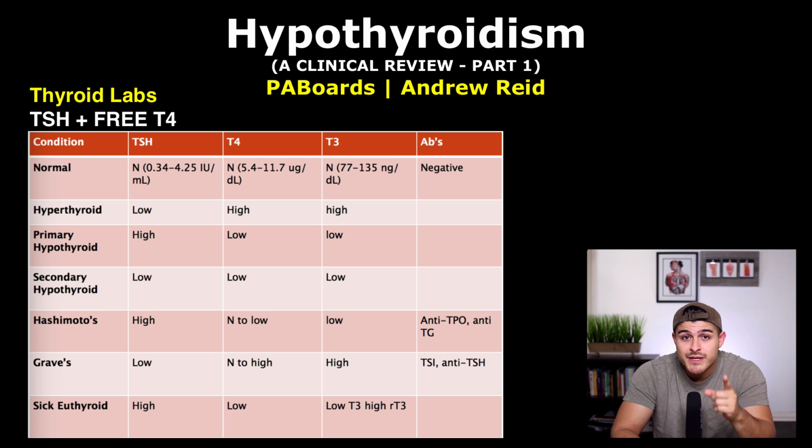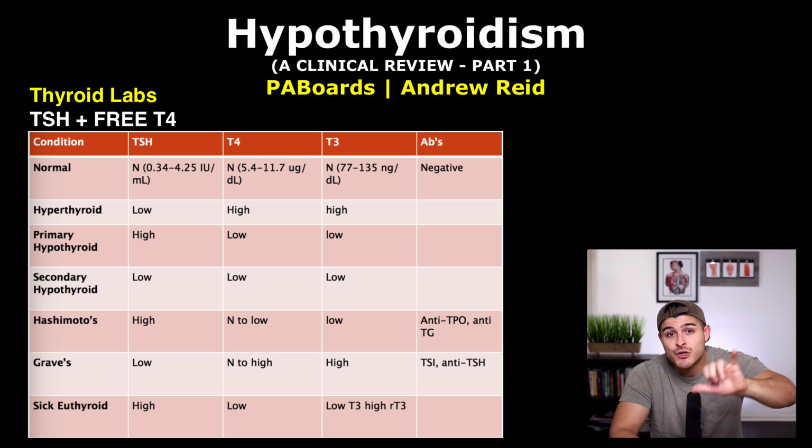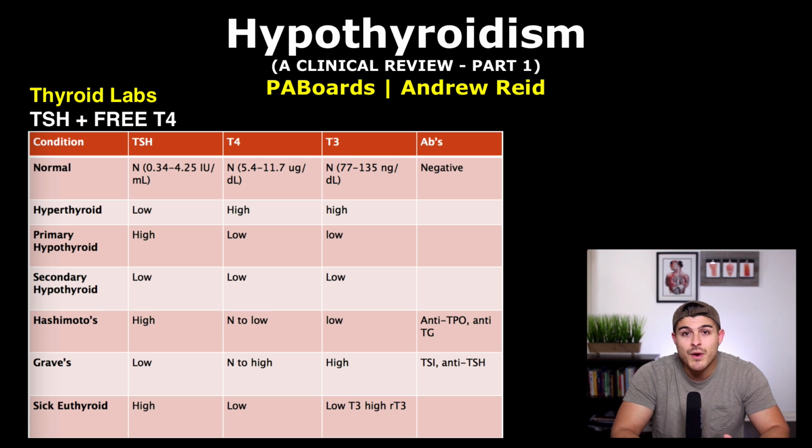So if you measure T3 levels, initially they're going to be normal, but the T4 levels are going to start to decrease because we have this increased conversion. And again, we're not measuring total T4 levels.